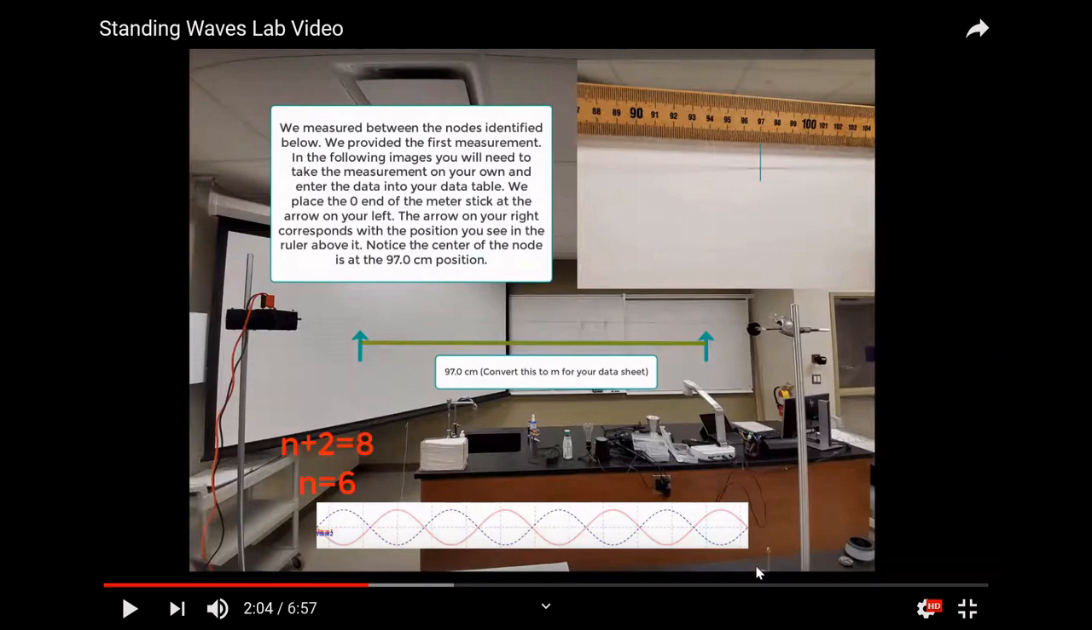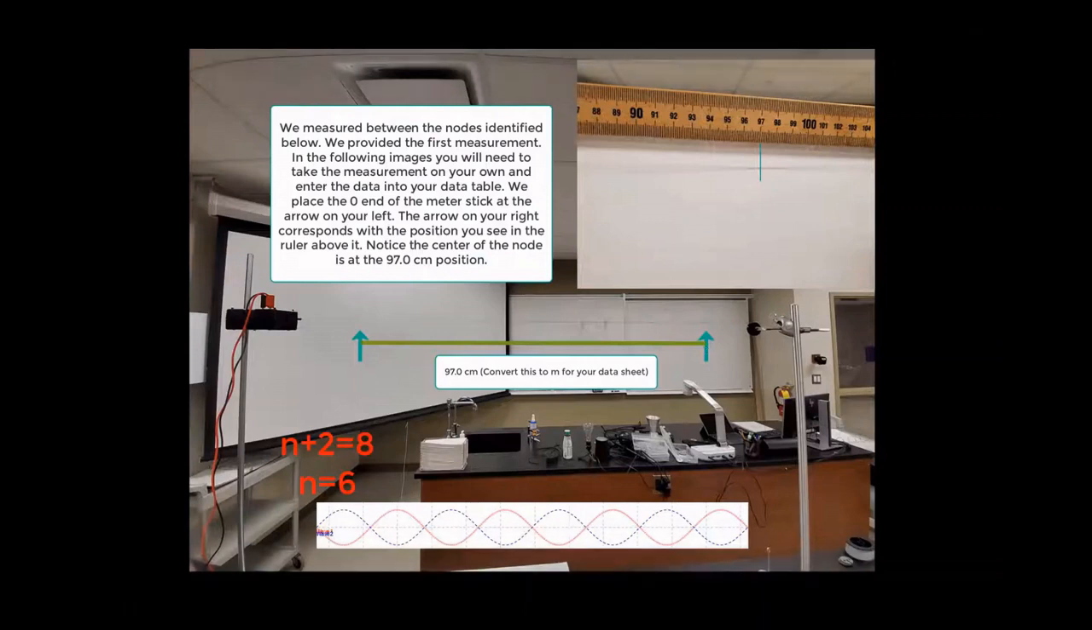And if it wasn't clear, the wave that's shown in the picture at the bottom is supposed to represent the wave that's being formed on the string at the top. If you were able to see this in person, you would see 8 total loops formed, and you would have measured the length of 6 of those loops. Okay, let's see what's next.